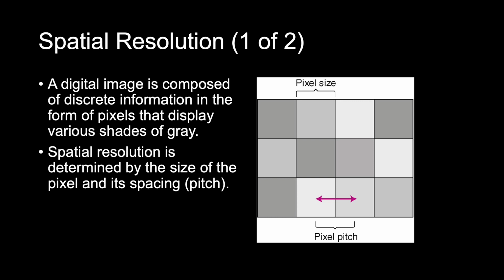In addition to its size, the pixel spacing, or distance measured from the center of a pixel to an adjacent pixel, determines the pixel pitch. A major determinant of spatial resolution of digital images is the pixel size and its spacing. If you look at this image here, this is the pixel pitch. This is the pixel spacing, or the distance measured from the center of a pixel to an adjacent pixel, and it will affect the spatial resolution of the digital image.